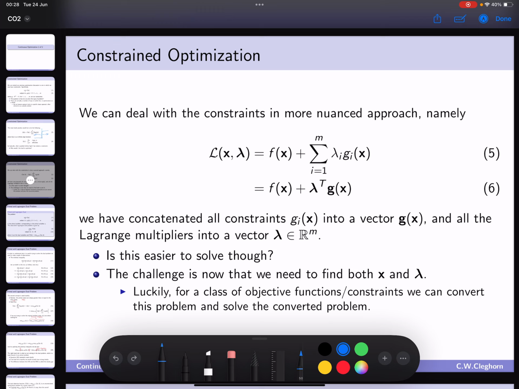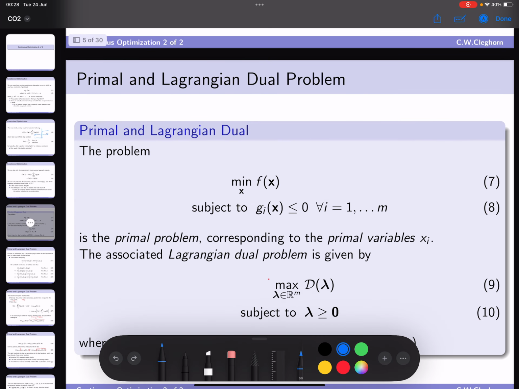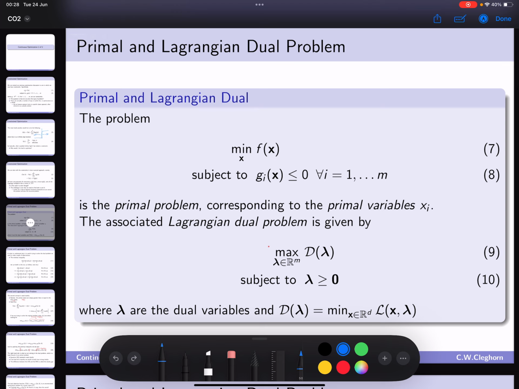Luckily, for a class of objective functions or constraints, we can convert this problem and solve the converted problem. This is known as either the primal, which is the original version of the problem, or the dual, which is this converted problem. So we have this definition as follows. We're going to start off by defining the original problem we care about, which is the primal problem. We want to minimize some function f subject to our set of constraints, where we've written the constraints in the form of each function g must output less than or equal to 0. This is the primal problem, and it corresponds to the primal variables, which are the x's, the variables we actually care about optimizing.